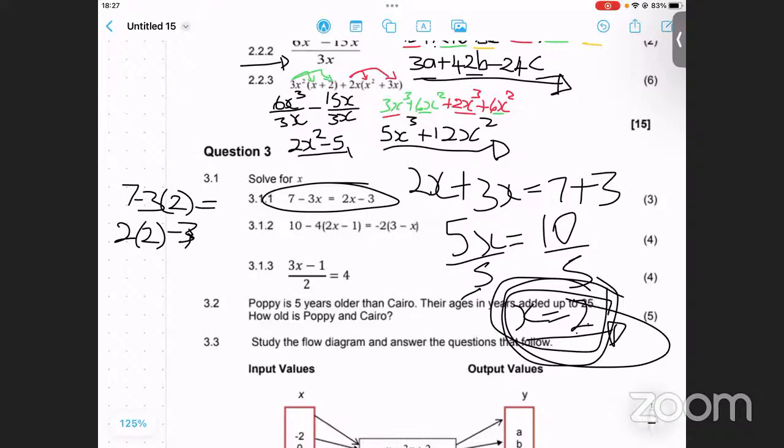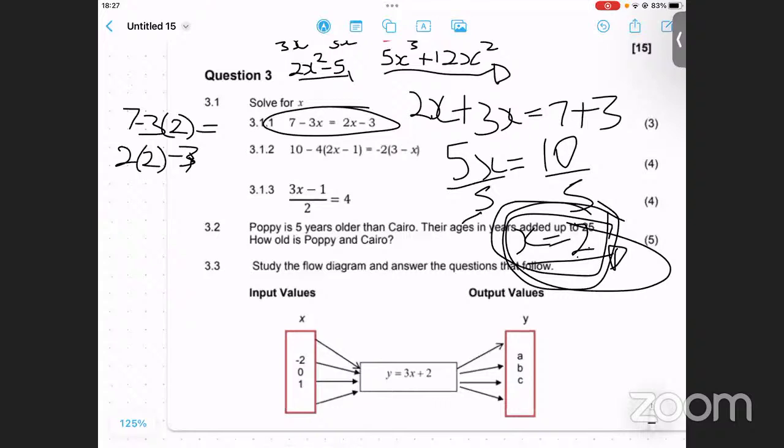Okay, let's move to 3.1.2 and see how we are going to do it. 10 minus 4 into 2x minus 1 is equal to minus 2 into 3 minus x. How are we going to simplify that? What is the first thing that you're going to do?